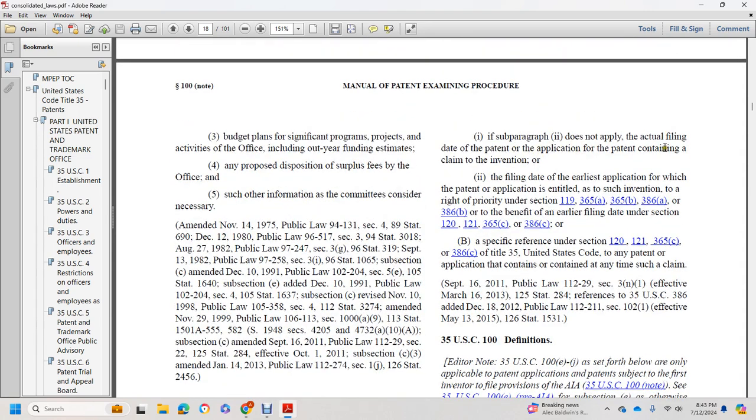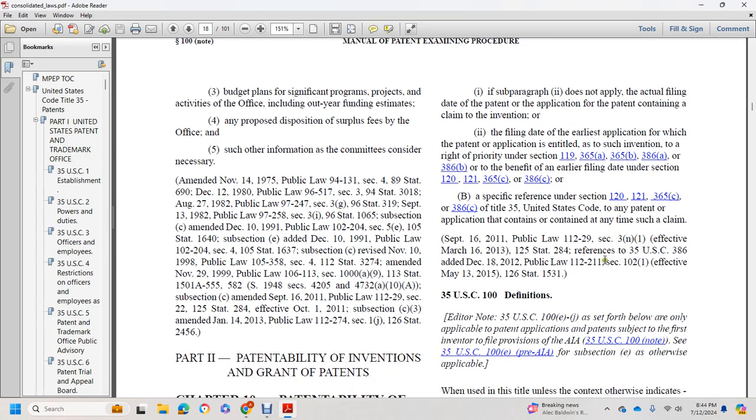The patent application continuing with the filing to include the invention, the filing date of the earliest application for which the patent is entitled to the invention, to priority under sections 119, 365(a), 365(b), 386(a), or 386(b), or to the benefit of the earlier filing date under sections 120, 121, 365(c), or 386(c), with specific reference under those sections of Title 35 United States Code to any patent application containing such a claim.